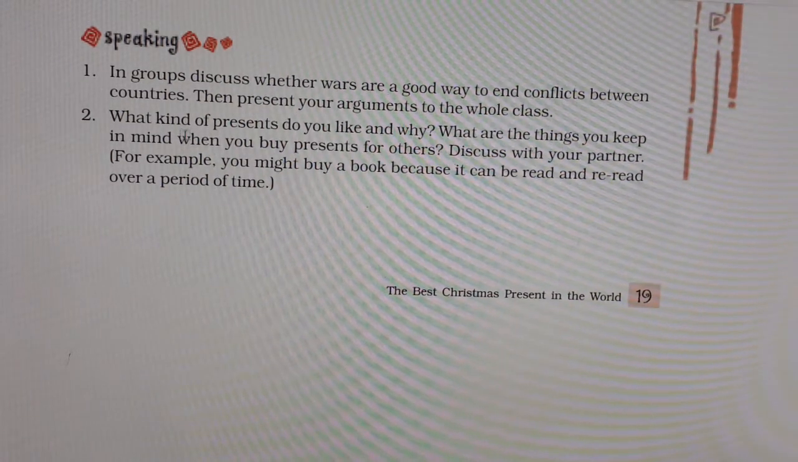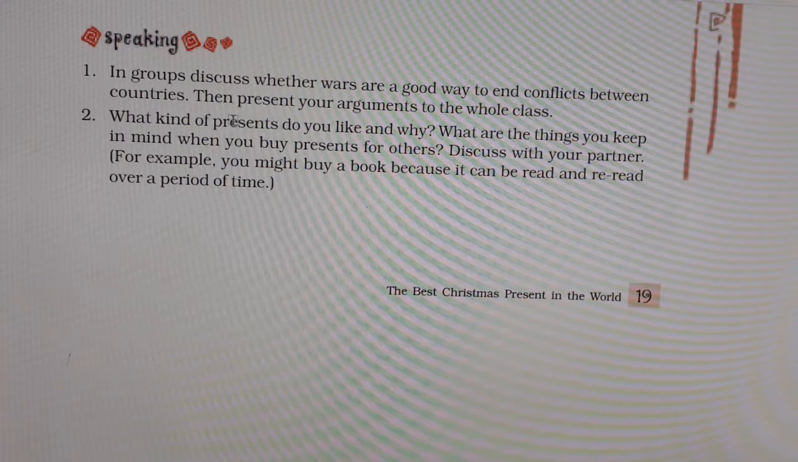The next part that comes in is speaking in group: discuss whether wars are good ways to end conflict between countries. Now, this homework I have already given, if I'm not wrong. What are the other ways to solve a war? You may again speak with your friends, with your family. You know, you can come up with some really great ideas.